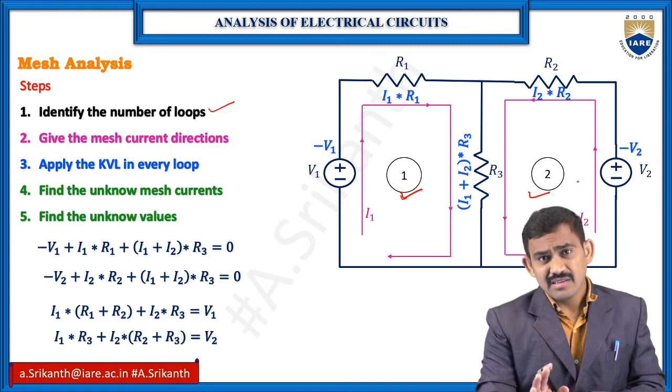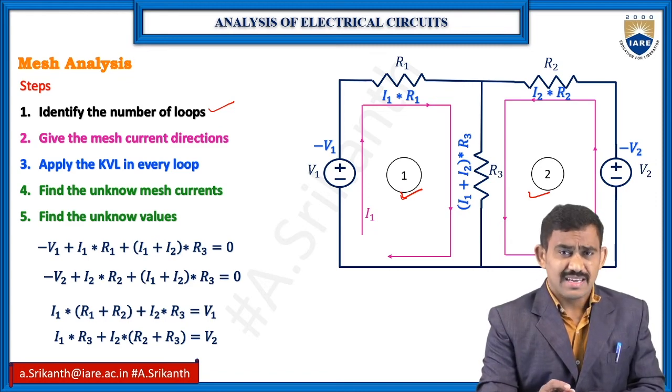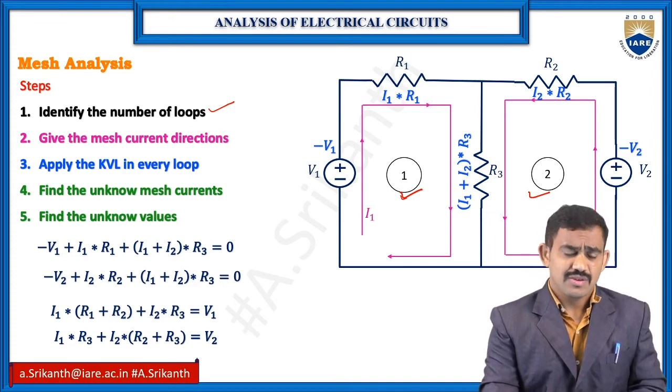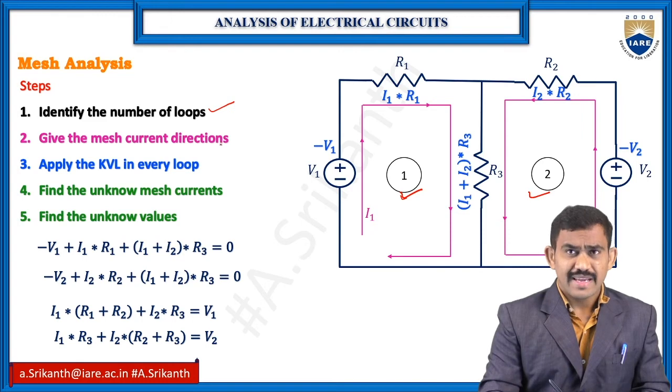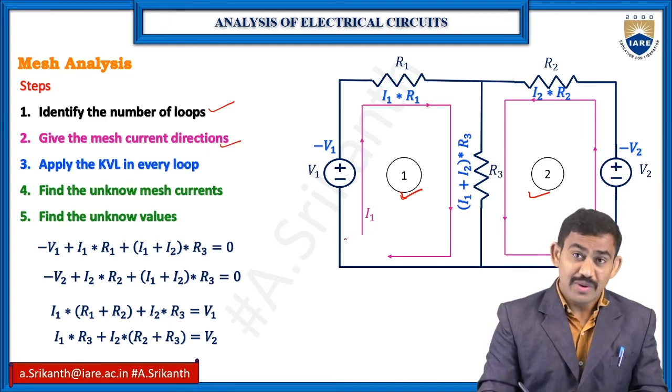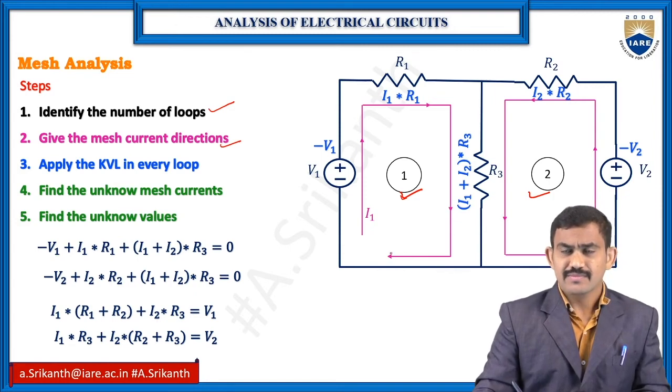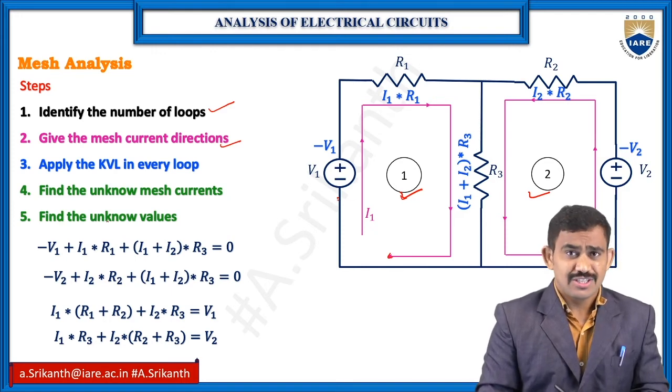In general, just go through like a source direction. If you consider the source current direction, you will get the positive answer. Now the second step is to give the current directions, meaning the mesh direction, the loop direction. So this is my loop direction, using the source. Then apply Kirchhoff's voltage law.